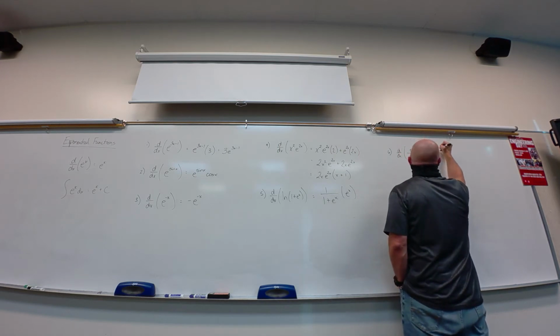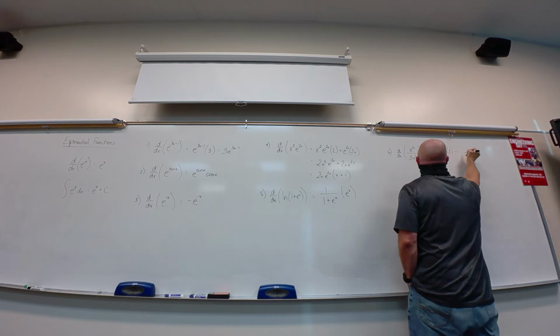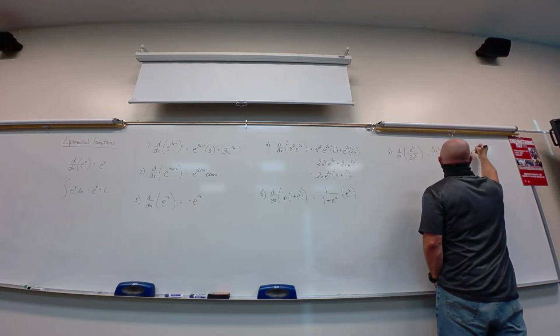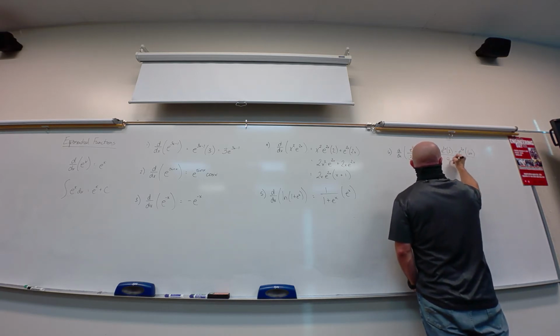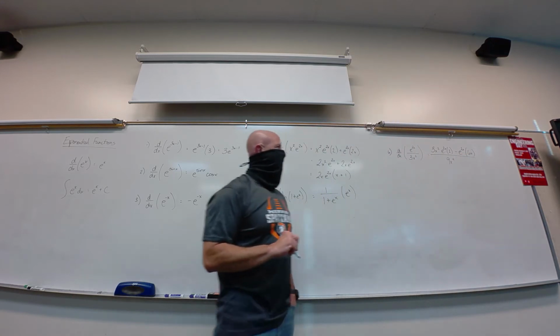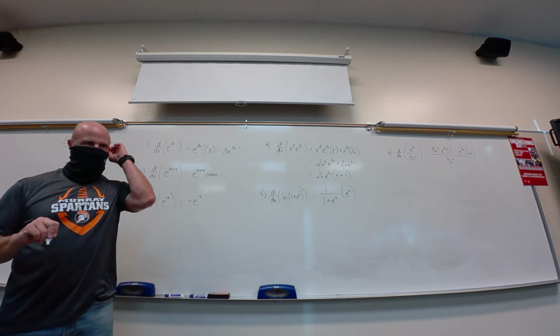So bottom, derivative of the top, e to the 2x times 2, minus the top, e to the 2x, derivative of the bottom, 6x, over the bottom squared, which would be 9x to the 4th, 3x squared squared. Now we can do some simplifying, but that's the raw form of the derivative there.